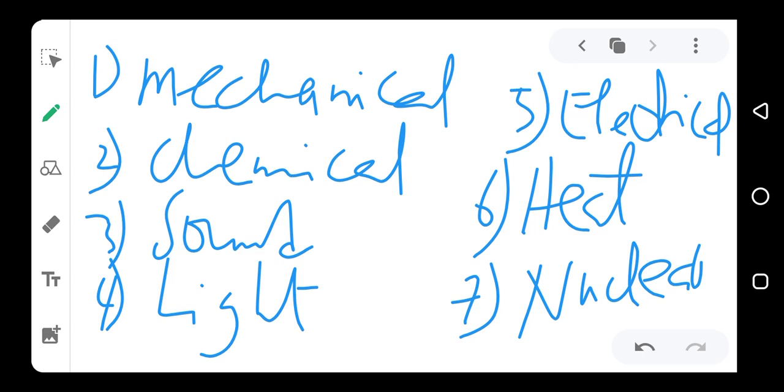When we are walking or when we are running, the energy that we use for walking or for running is what we call mechanical energy.